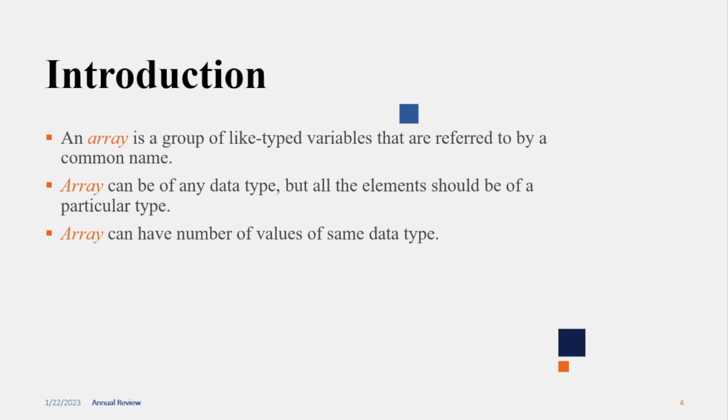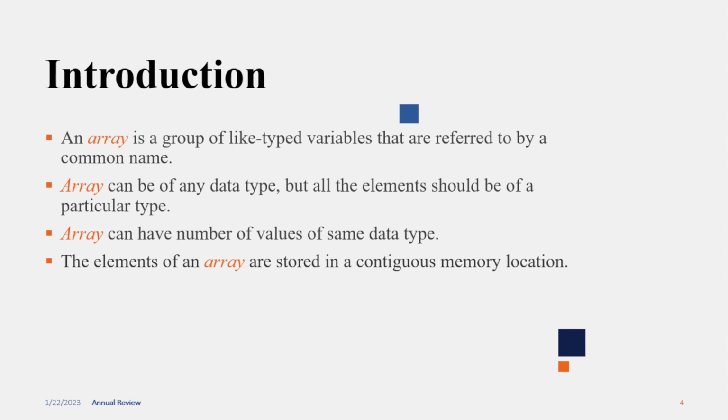An array can have a number of values of the same data type. So in an array, the number of values can be up to a maximum, but all the values should be of the same data type. And the elements of an array are stored in contiguous memory locations. So the memory location of an array is contiguous.